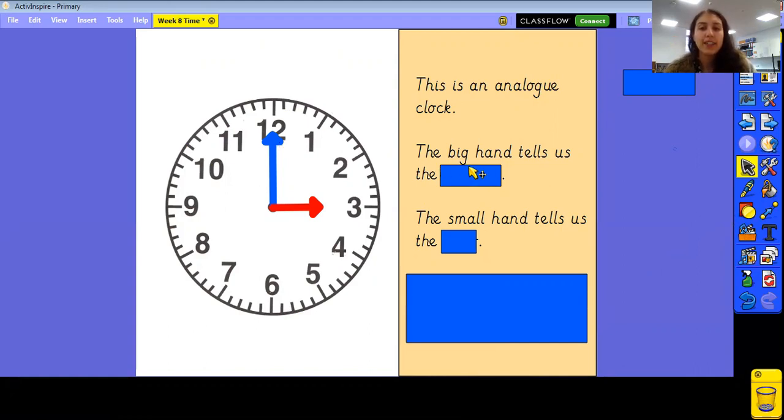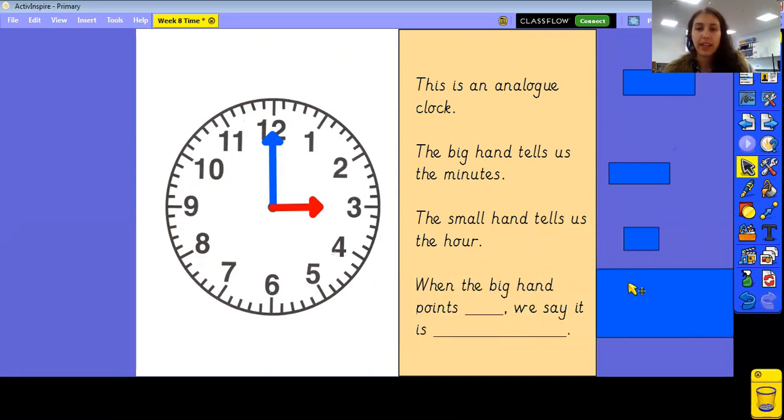Now the big hand tells us, what does this big hand show us? Which measurement of time? Well done if you said the big hand tells us the minutes. So the big hand tells us the minutes, the small hand tells us the hours. Well done. So now let's finish these sentences. When the big hand points straight up over the 12, what time do we say it is? We say it is o'clock. Well done if you said o'clock.